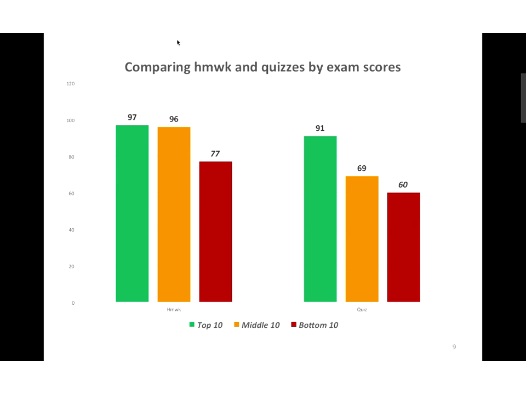Okay, in the left, the first one is the homework. In the top 10 group, the average homework score for those 10 people was 97. There wasn't a lot of movement for the middle 10 on homework. Theirs was 96, so it fell a little bit. But it really fell down for the bottom 10. The bottom 10 had an average homework score of 77, which makes perfect sense to me. So you need to do the homework to be able to pass the exam is what that's telling us.